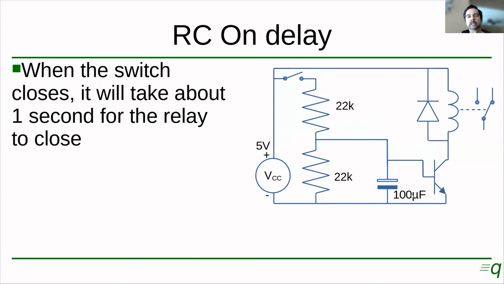Similarly, we could come up with an on delay circuit. In this case, let's assume initially the capacitor is discharged, right? So the transistor is off and the relay is off. When the switch closes, the capacitor is going to slowly charge, and when there's enough voltage here to turn on the transistor, the relay is going to close. And that circuit here should give us about 1 second delay from the time we close the switch until the relay actually closes.